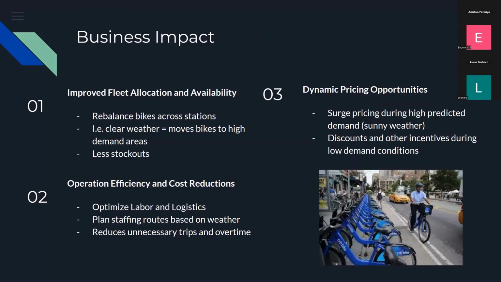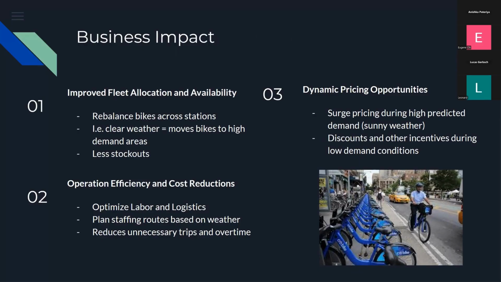So now our business impact. There are three main business impacts we're considering. The first one is improved fleet allocation and availability. We're going to be able to rebalance bikes across stations. For example, when there's clear weather, we're going to move bikes towards higher demand areas. In addition, there are going to be fewer stockouts. When there is high demand, we want to have enough bikes for everyone.